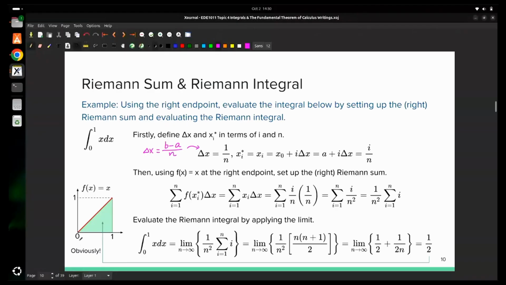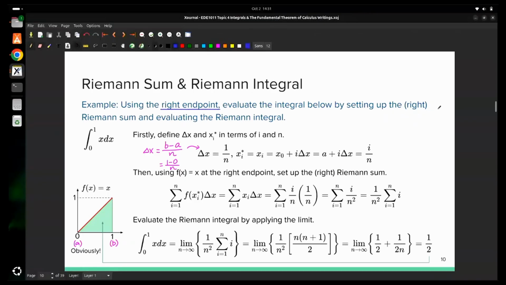Always. In this case, b is the right endpoint and a is the left endpoint. They need not be 0 and 1, they can be any other numbers, but we just represent them as a and b respectively. So you can see this is really 1 minus 0 over n. That's how we calculate delta x. Easy. Then what about the xi star? Because we use the right endpoint, this is the right Riemann sum.